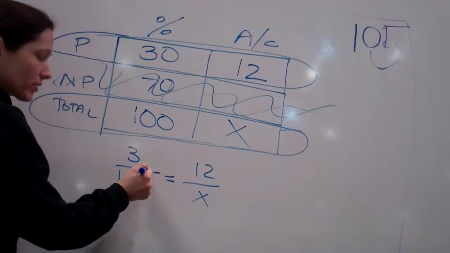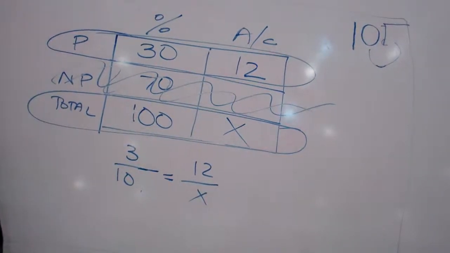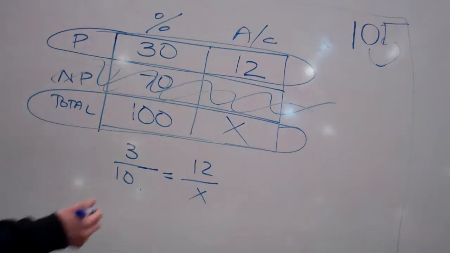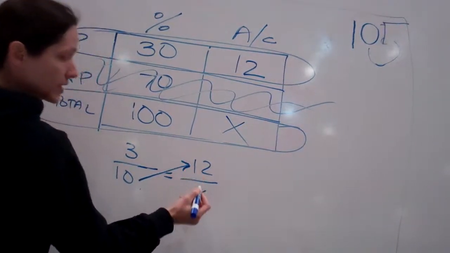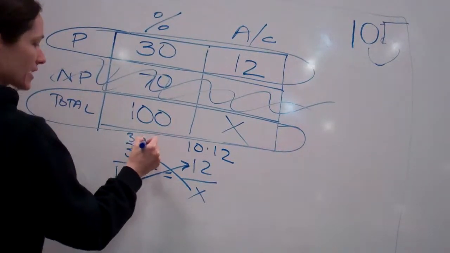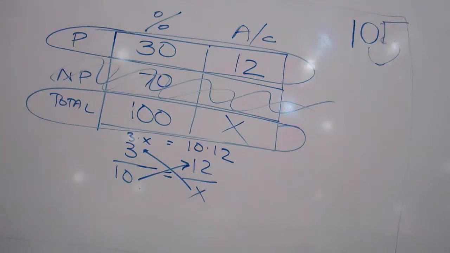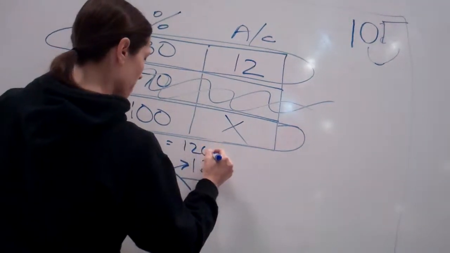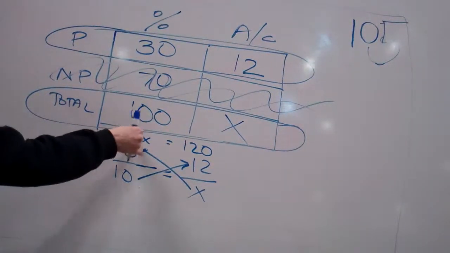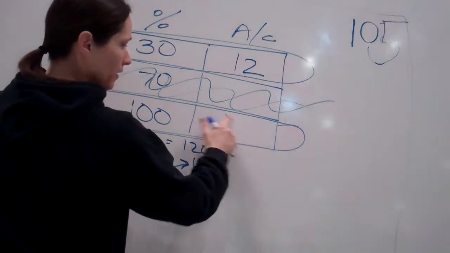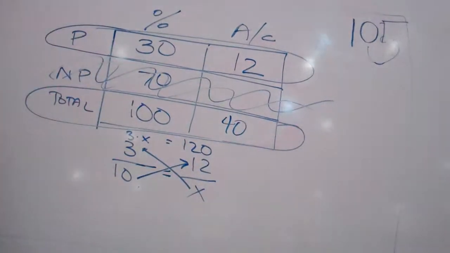Okay, so now it's 3/10 equals 12 over x. Okay, so what I'm going to do is go 10 times 12, 3 times x. 3 times x equals 10 times 12. And 10 times 12 equals 120. Okay, so now it says 3 times what equals 120? 40. And the answer would be 40. So x is going to be 40. Does everybody understand how we did that?